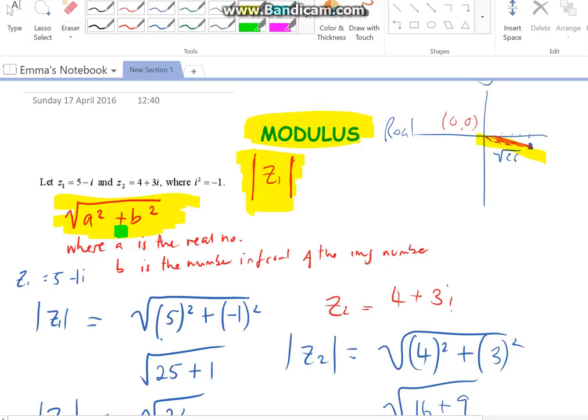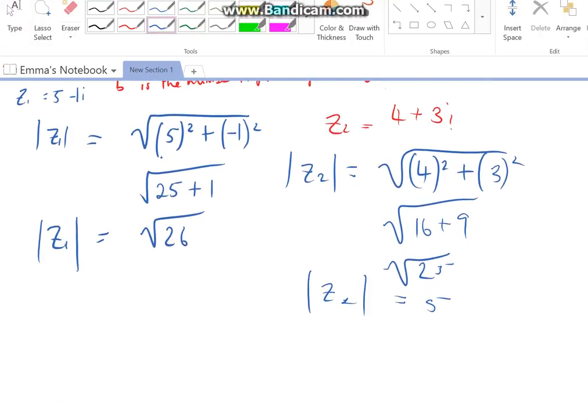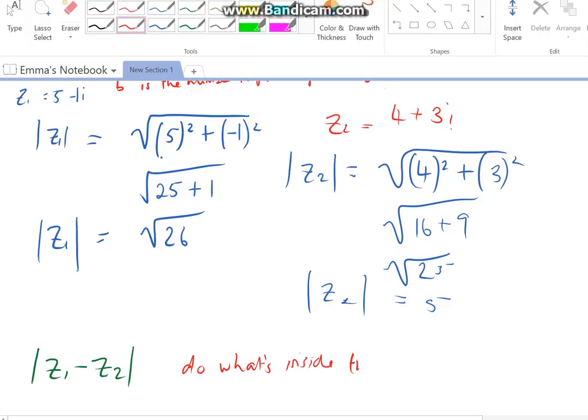So what happens if they ask you a bit more complicated question? For instance, say, as they do on a regular basis, what if they ask you to find the modulus of z1 minus z2? Okay, so it's so important, I can't stress this enough. You do what's inside the brackets first, and then find the modulus of your answer.